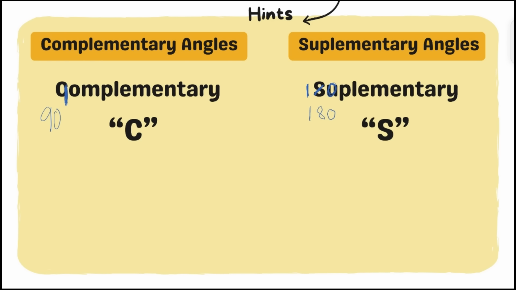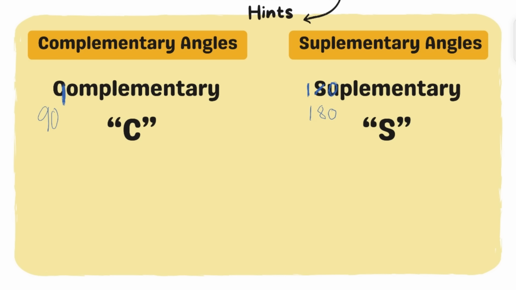Another is yung letter C. Alam naman natin sa alphabet na C ay mas nauna sa letter S. So, madaming letters pa ang kailangan para marating yung letter S. So, ganun din. Mas madami or mas maluwang din yung angle ng supplementary kaysa sa complementary.